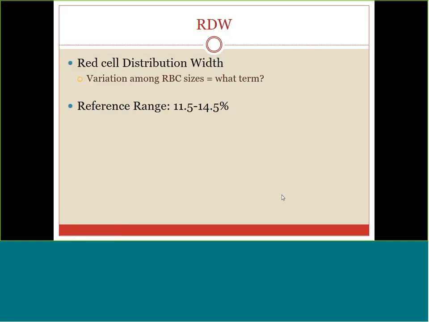RDW was a calculation always done by the analyzer. It's not something that we have to calculate, but basically RDW tells us that we're having variation among red cell sizes. So that is a term called anisocytosis. So it means variation. And again, the reference range for RDW is around 11.5 to 14.5%.